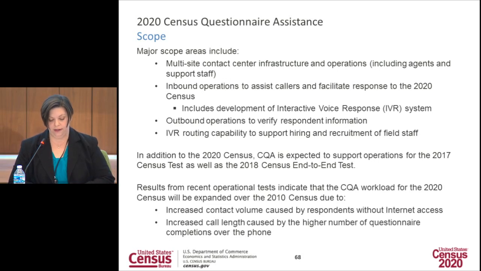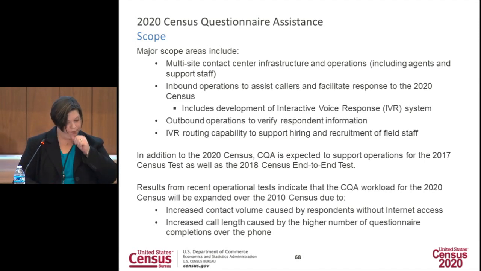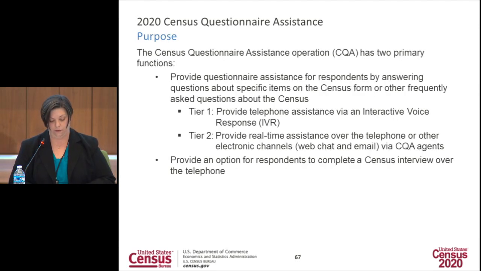The 2020 Census Questionnaire Assistance Operation, or CQA, is at its core an expanded and enhanced form of the 2010 Telephone Questionnaire Assistance, or TQA, operation. CQA has two primary functions. The first is to assist respondents by providing information about specific items on census forms and answering general questions related to the census. This includes assisting people who need help understanding a specific question or topic on the census form.